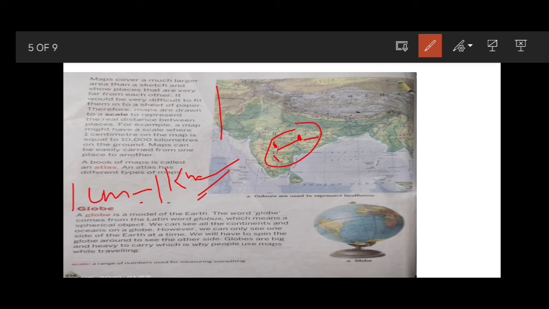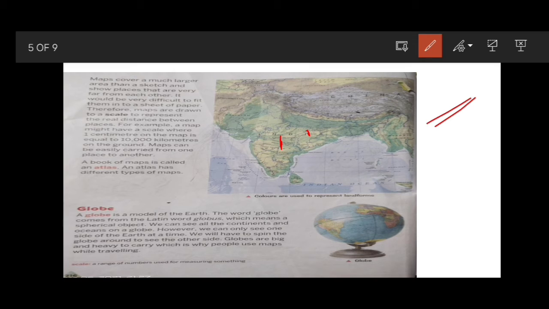Suppose here we got 4 centimeters. Then what will be the actual distance on the ground? From this point to this point we got 4 centimeters. And how will we find out the actual distance on the ground? We will find out by referring to the scale of this map. What is the scale of this map? That is 1 centimeter equals 1 kilometer.